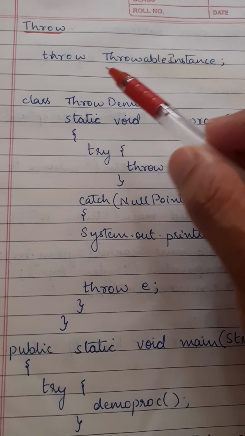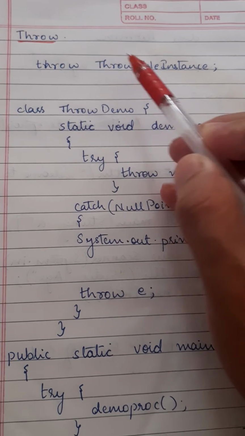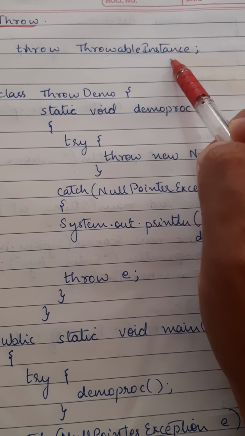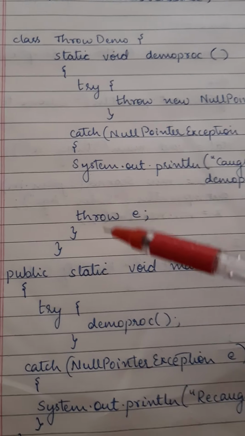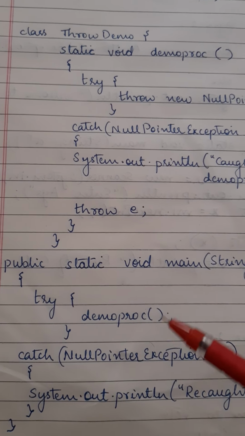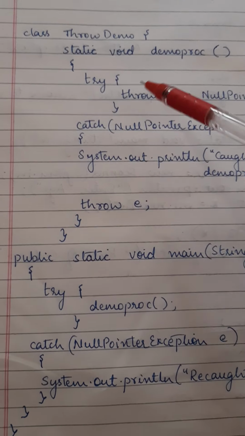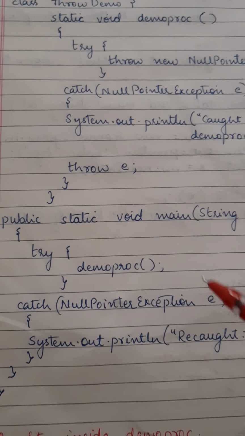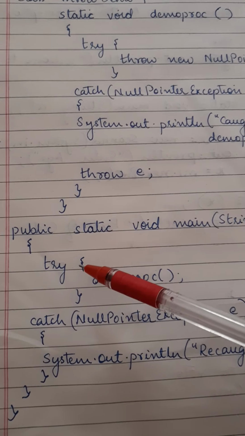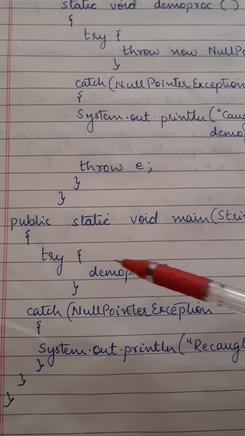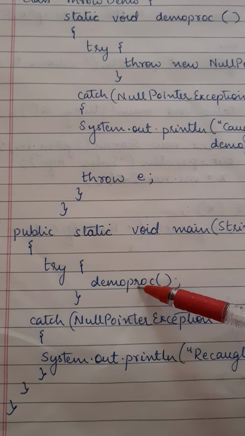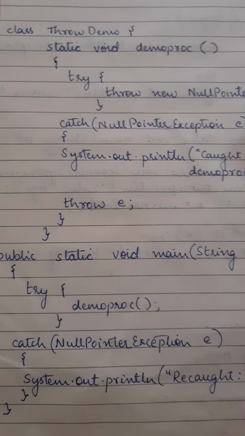So how are we going to write the throw clause? Throw is a keyword, and then I write the instance, whatever I'm going to throw. For example, I have a program here called ThrowDemo. The class ThrowDemo has a main program. In the main program, you can see I am just writing a try block. Inside the try block, I'm calling a function called demoProcedure. Now the control goes to demoProcedure.